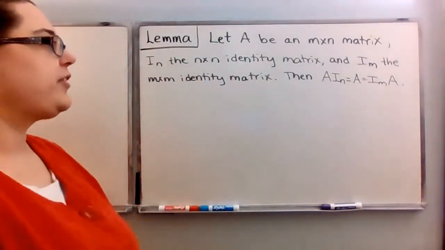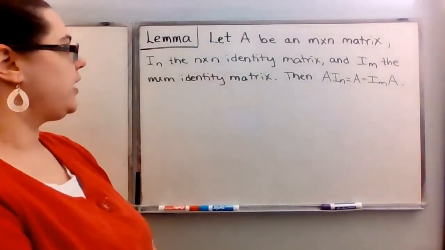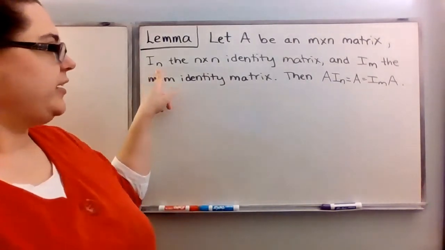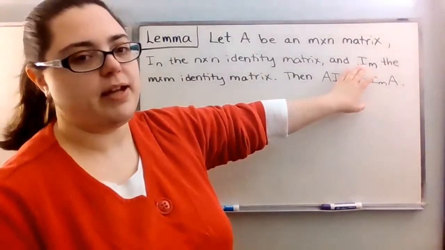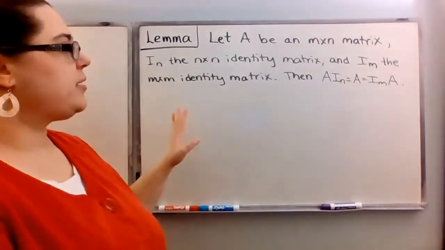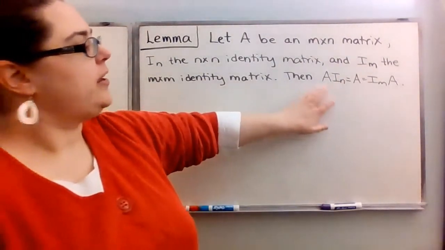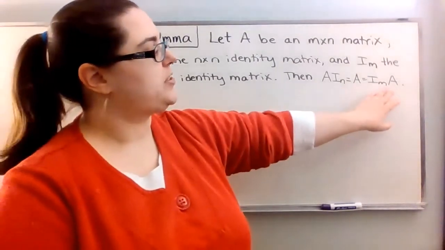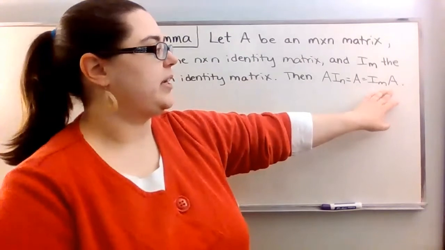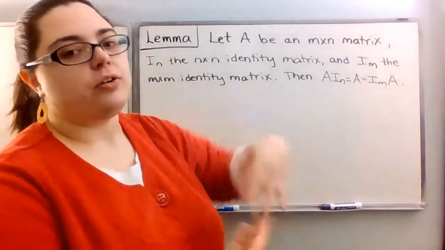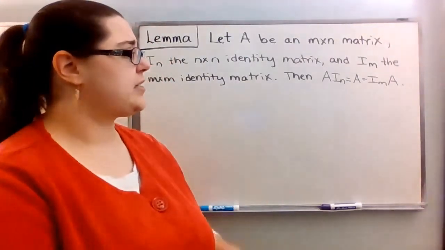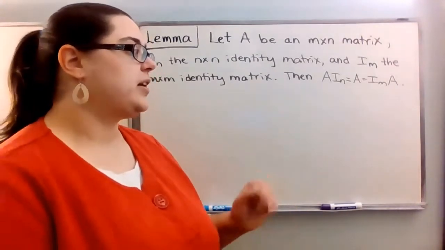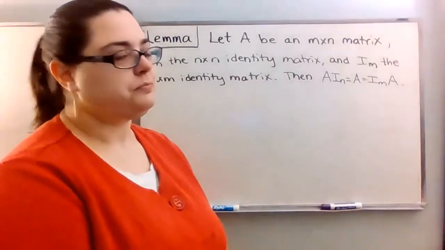So this lemma says we've got an m by n matrix A, and we've got two identities. We've got the n by n identity matrix and the m by m identity matrix. And what this lemma says is that if I multiply A by the n by n identity, I get A back. Or if I multiply A by the m by m identity, I get A back. Notice we have to have both because A may not be square, and so the dimensions may be different if we're multiplying on the left or on the right.